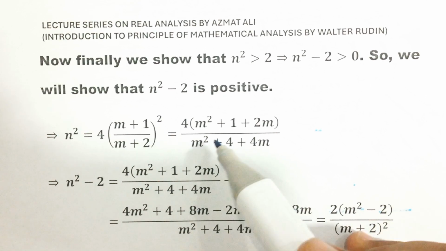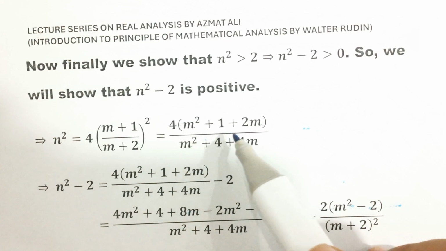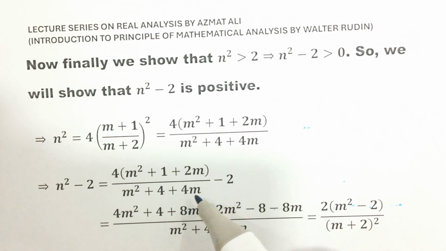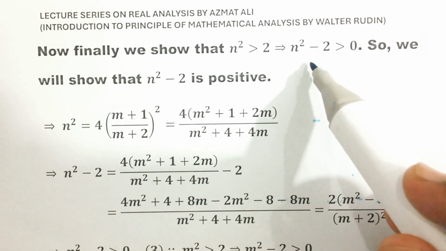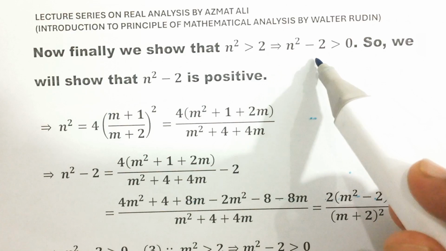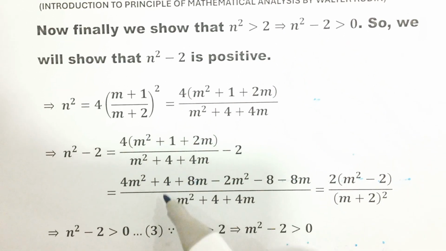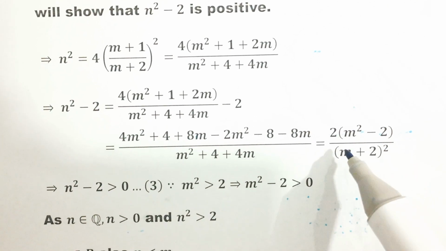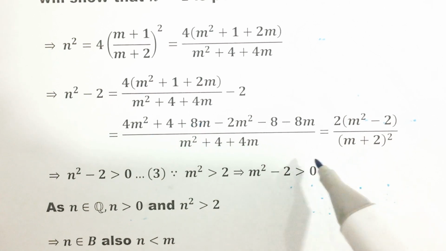By opening the square here, we have 4 times (m² + 1 + 2m)/(m² + 4 + 4m). By subtracting 2 on both sides, because we need to find n² − 2, we have to show that n² − 2 is greater than 0. So by subtracting 2 from each side and after taking LCM, we have the expression 2(m² − 2)/(m + 2) whole squared.